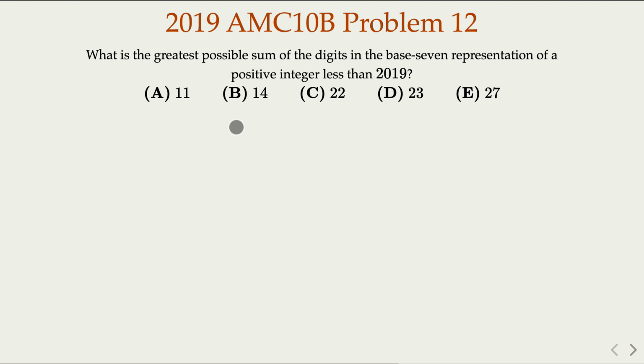Okay, here it says: what is the greatest possible sum of digits in the base 7 representation of a positive number less than 2019? Again, base 7. So here you want to check 7 to the second power is 49, the third power is 343, and the fourth power is going to be greater than 2019. So you know that 2019 is going to be something here.